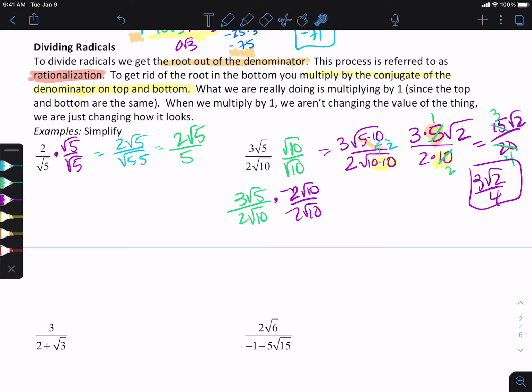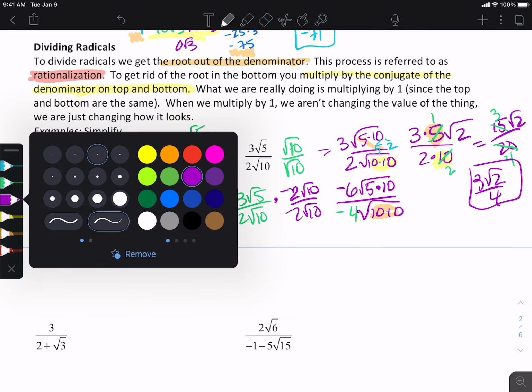So on the top, we're going to do the 3 times the negative 2, which is negative 6, and then on the bottom, underneath the root, you have the 5 times the 10. In the denominator, we have the 2 times the negative 2, which is negative 4, and then in the root, we have 10 times 10 underneath. And again, we have a pair of 10s on the bottom, so the 10s will come out.